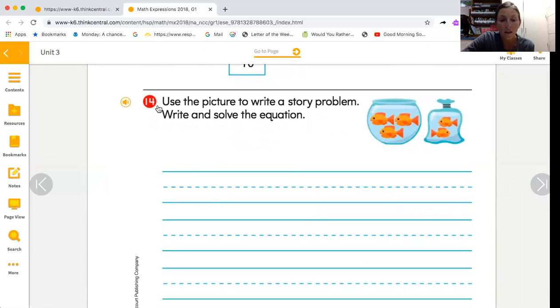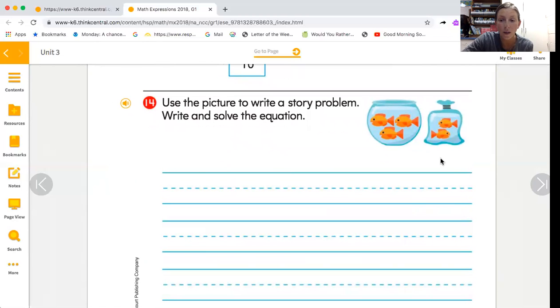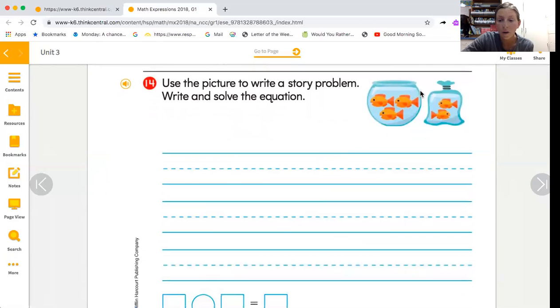All right, let's look at this picture problem below. Let's write a story to match it. So you have some fish in a tank. You have some fish in a bag. What story problem could you write to show this? You have some fish here, some fish there. Write a story problem using words.